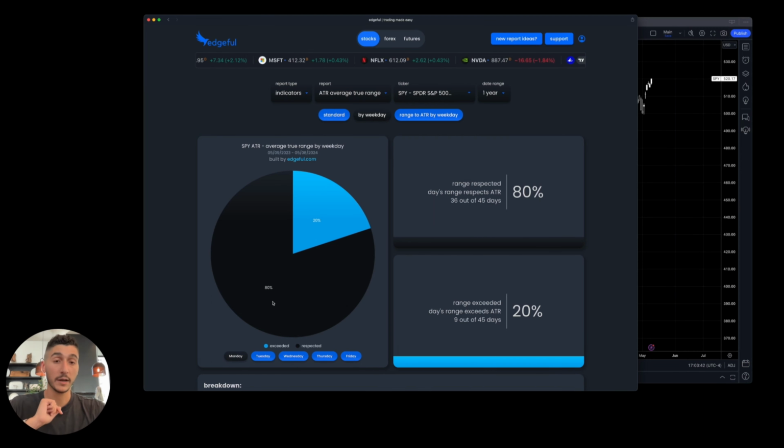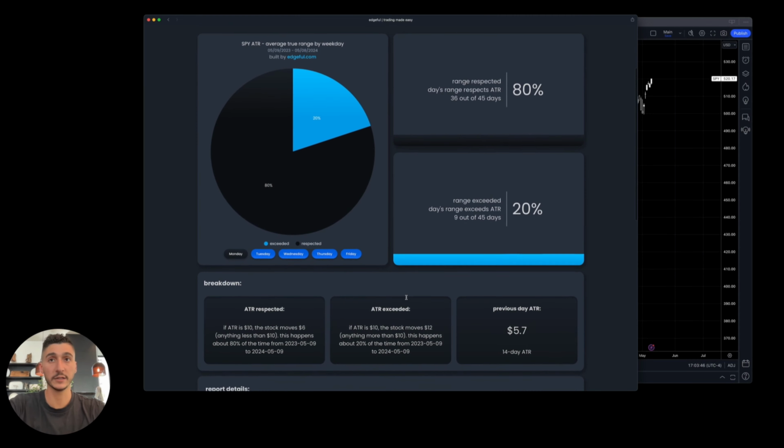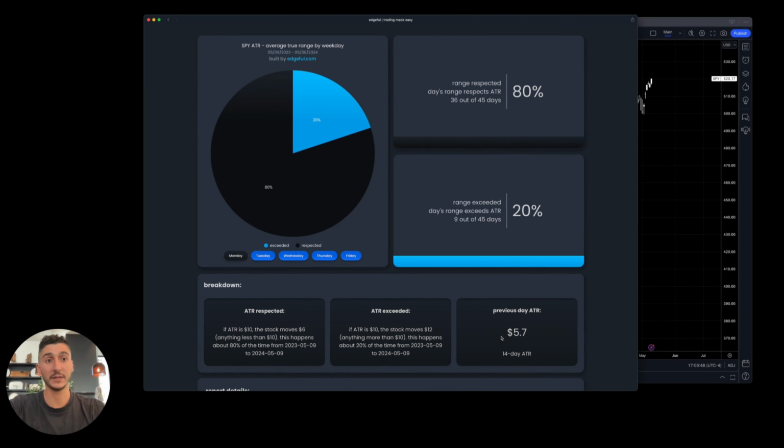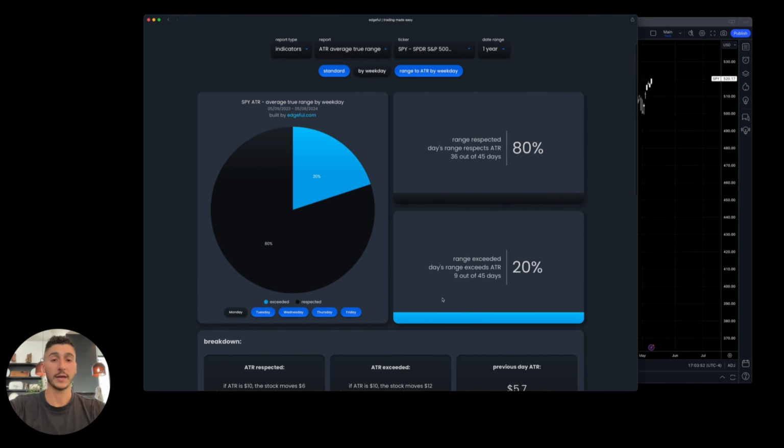80% of Mondays in the last year have respected the ATR, which means that 80% of Mondays have been less than the daily ATR at the time. So what that means is these are not days where you want to go for home runs. These are days where you take what you can get, you bat for singles, you bat for doubles. You do not try to squeeze every ounce out of this trade, because you're probably going to be sitting in choppy price action.